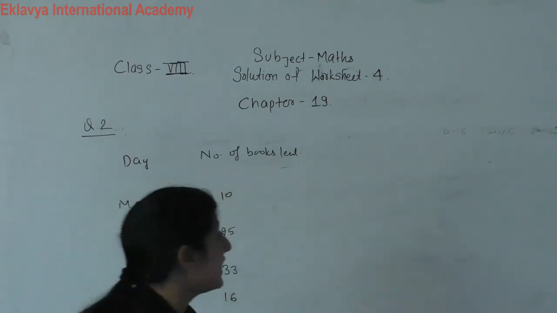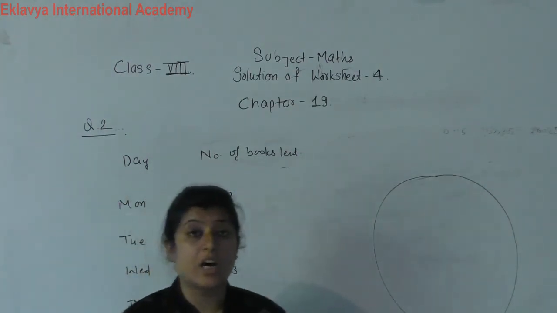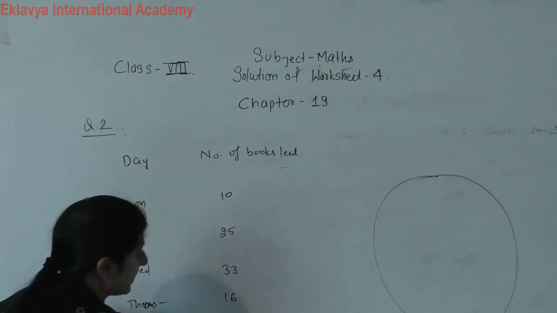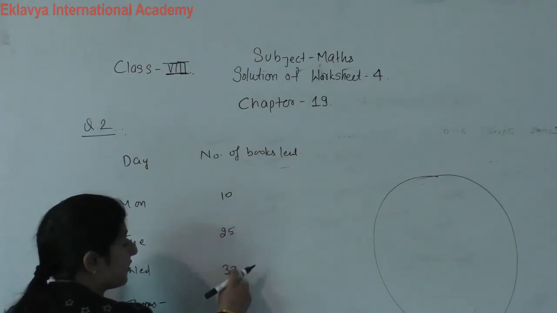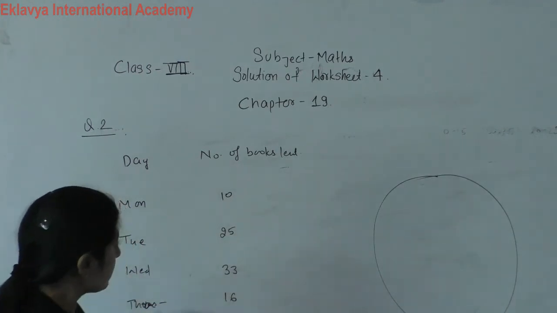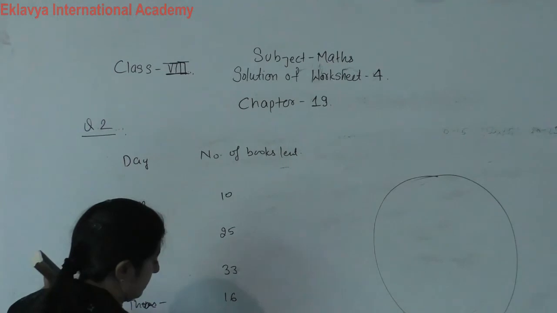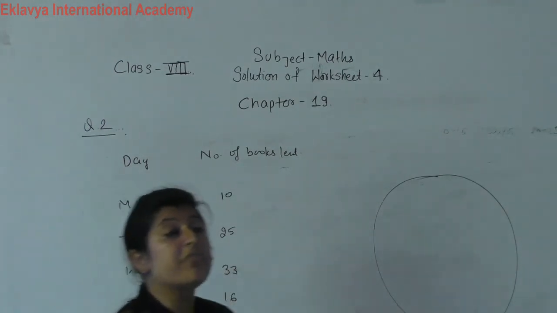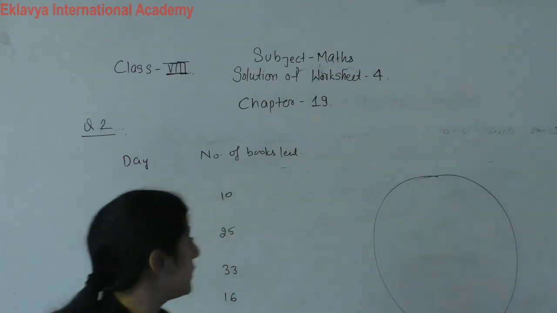A pie chart is something we draw in a circle. It means in a circle we draw all this information. For this, firstly find out the total number of books. 10 plus 25 is 35, plus 33 is 68, plus 16 is 84, plus 6 is 90. Now for the pie chart we have to find the degrees, it means we have to change this into degrees.